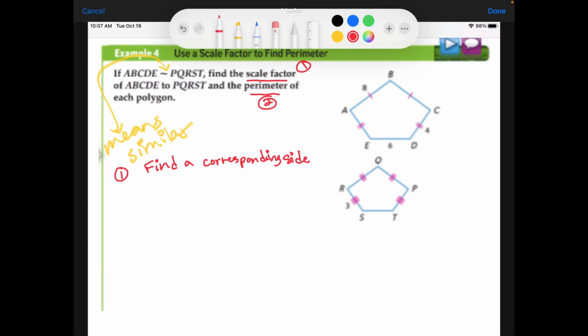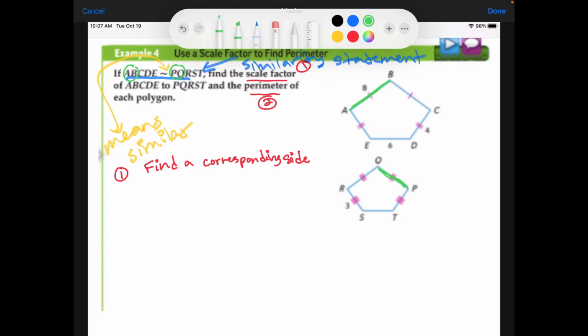To find a corresponding side, the easiest way that I know how to do this is to look at the name, the similarity statement. So the similarity statement is this. So use the similarity statement, and I would just start with the easiest ones. The first two letters, A, B, and the first two letters on the second one, P, Q, I believe, are corresponding. So AB is corresponding to PQ.